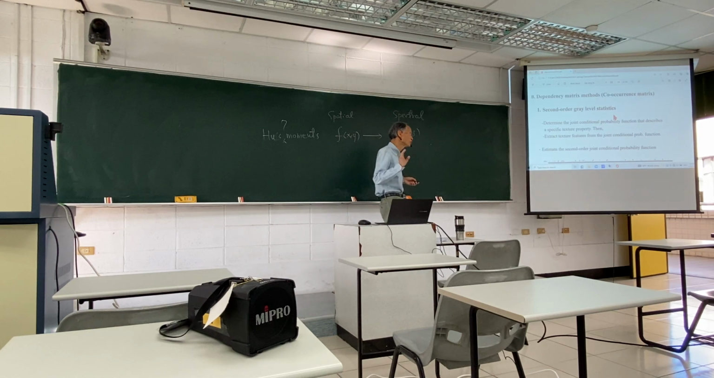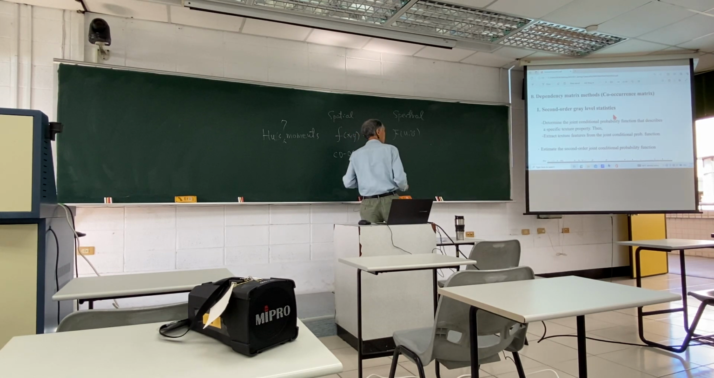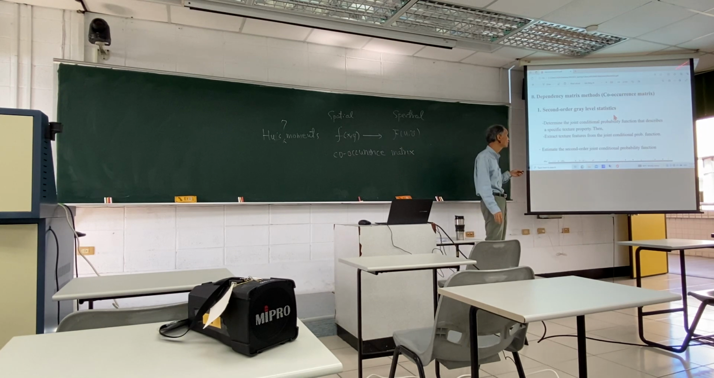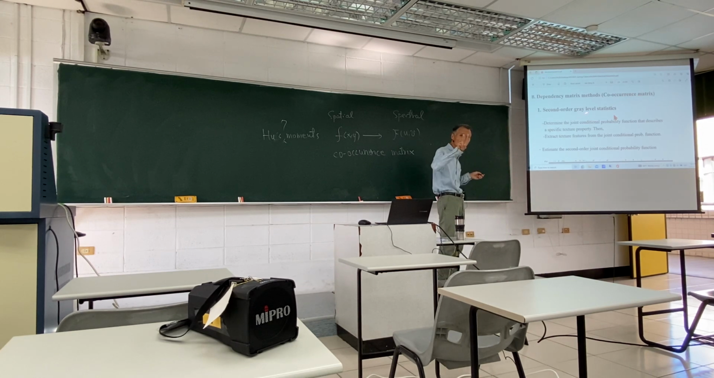The one I'm going to introduce in the spatial domain is the so-called co-occurrence matrix, and you will understand why it is named co-occurrence matrix later on. I will introduce two methods for co-occurrence matrix.